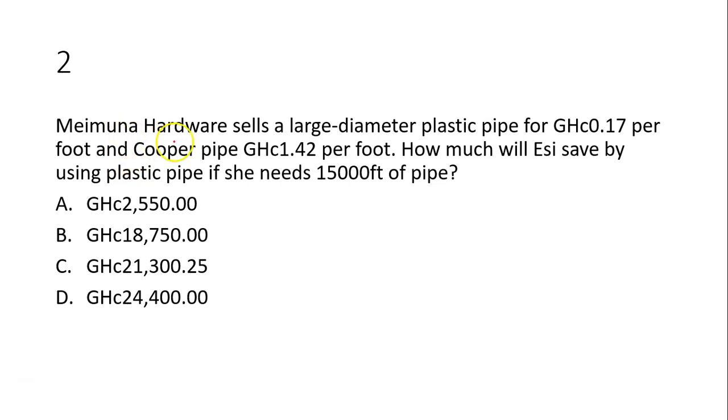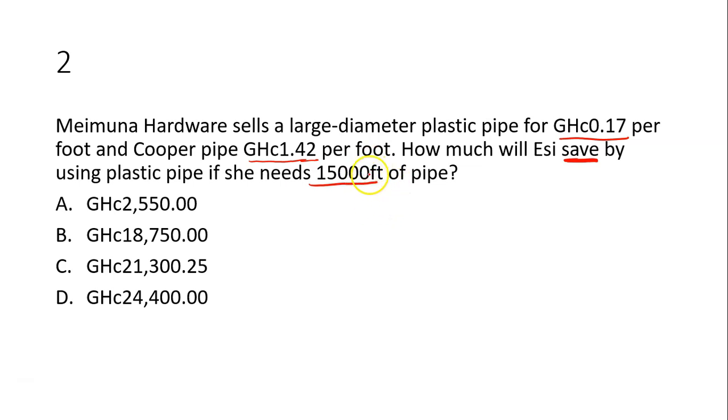Question 2 says, Maimuna Hardware sells a large diameter plastic pipe for 0.17 Ghana cedis per foot and copper pipe for 1.42 Ghana cedis per foot. How much will she save? Keep this word save in mind.